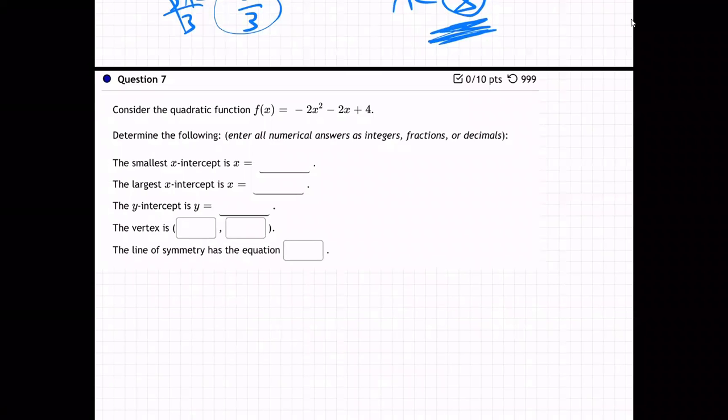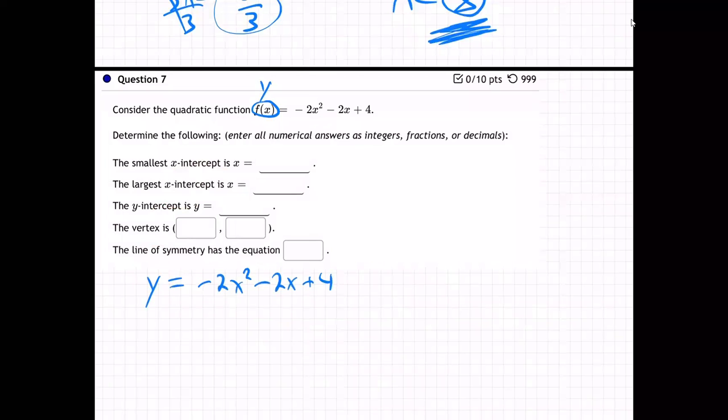Okay, so on this question, they're giving us this quadratic function. They want us to find the x-intercepts, the y-intercept, vertex, and line of symmetry. Okay, so I'm going to bring it down here. This is y, by the way. F of x is always y. So we have y equals minus 2x squared minus 2x plus 4.